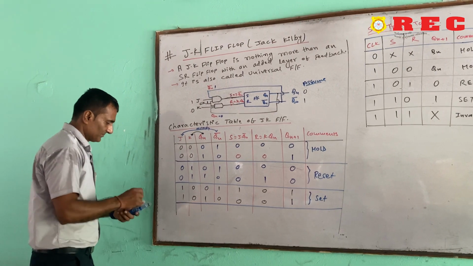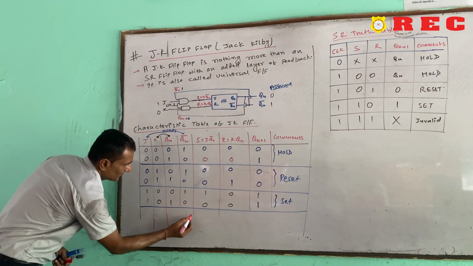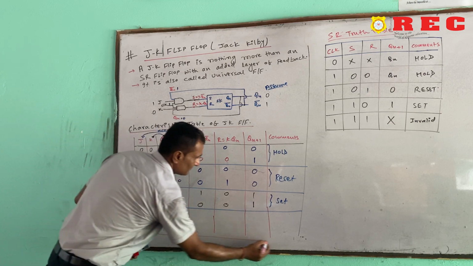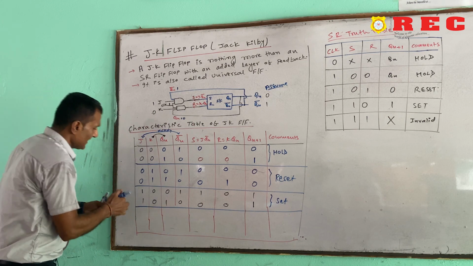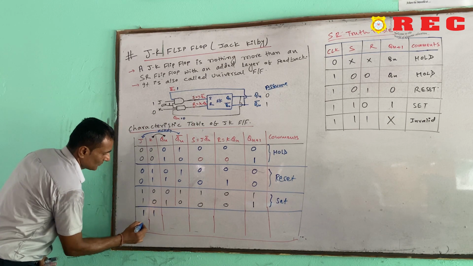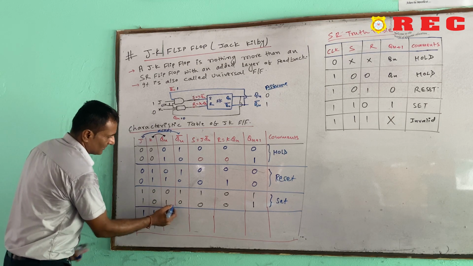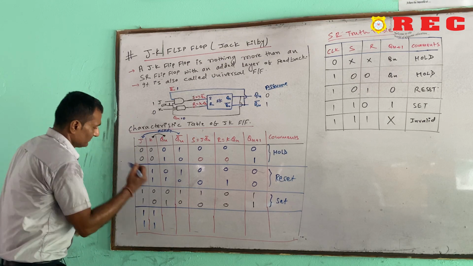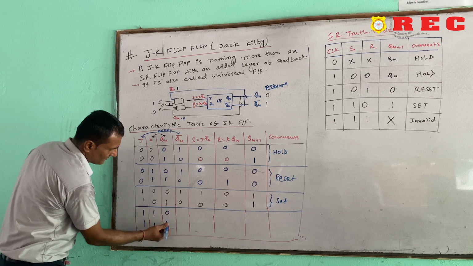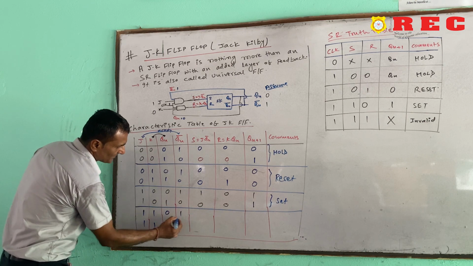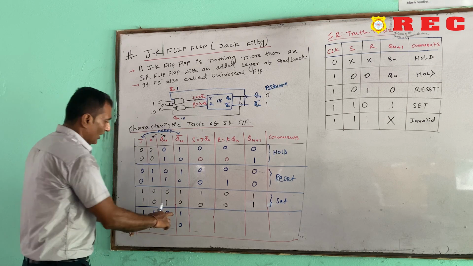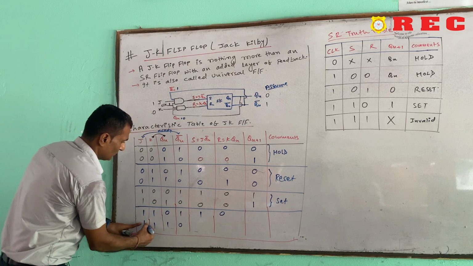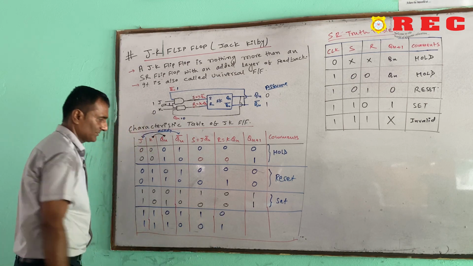And the last one: if J is equal to 1 and K is equal to 1, here there are also two conditions, two values. At that time we are assuming initially Qn is equal to 0 and the next time 1. So the Qn complement will be just the opposite of Qn. So again 1 into 1 is equal to 1, 1 into 0 is equal to 0, 1 into 0 is equal to 0, 1 into 1 is equal to 1.